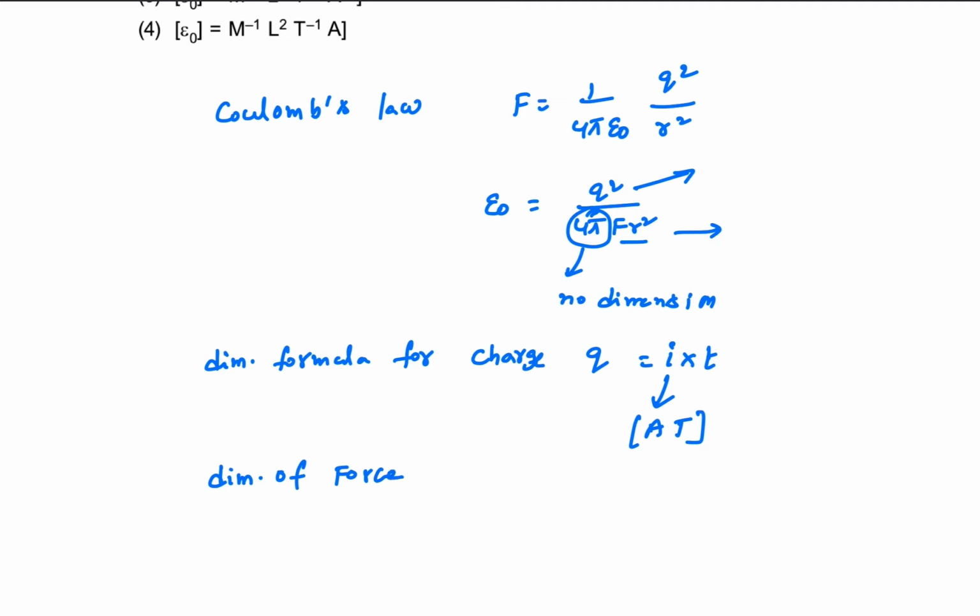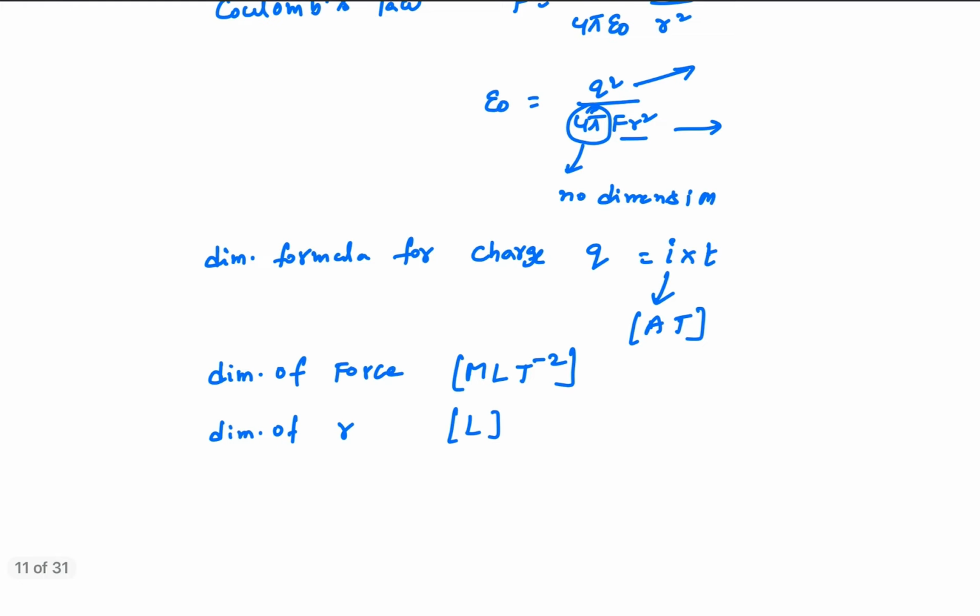Next, dimension of force. You know that already, force dimension formula is M L T power minus 2. Dimension of r is length only, L. You write the dimension of epsilon naught as: q square is there, so A square T square divided by M L T power minus 2, and r square is there, so L square.